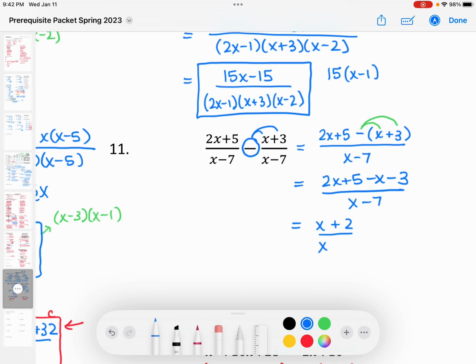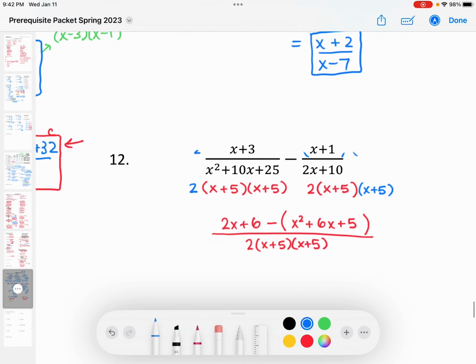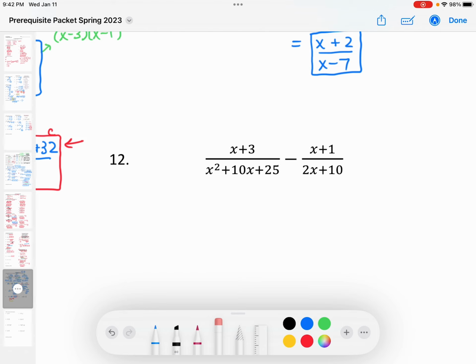Simplify the top, and I'm all done. And I still had some work here. Try to ignore that. All right. Subtraction again, so we'll want to be careful about some parentheses in there. This is one of those perfect square trinomials. It factors to x plus 5, x plus 5.